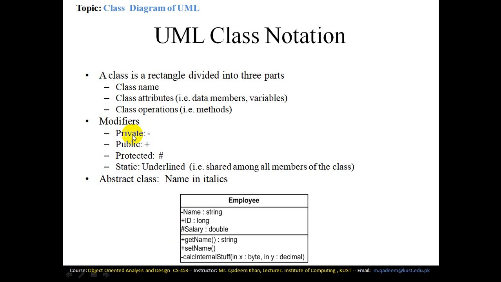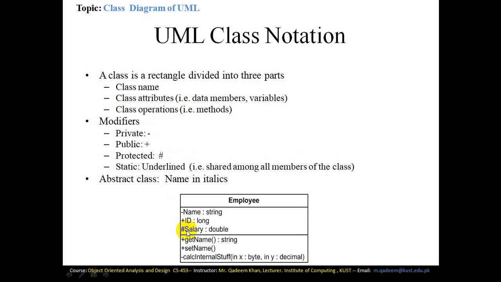So minus is for private, plus is for public, and protected is described by the hash symbol, and static is an underline. If this is static, then we underline the particular attribute or the function.